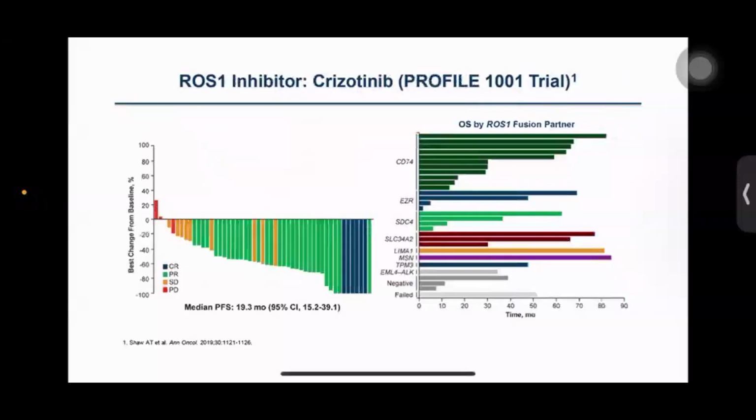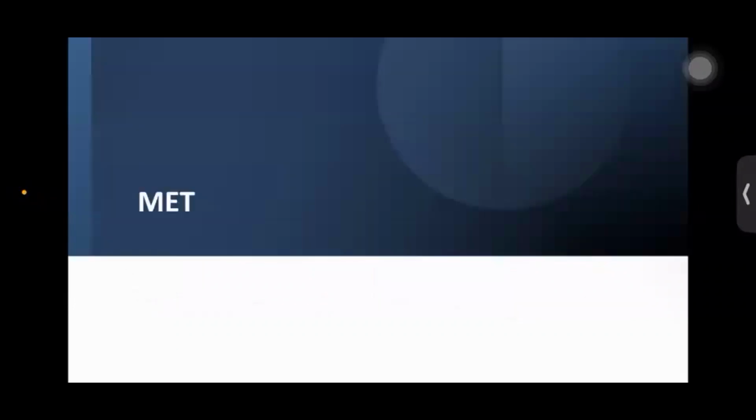which is not a common hazard ratio which we see in the metastatic setting. And the efficacy is also seen in patients who have a baseline brain metastasis. And these drugs have also been tried as ROS1 inhibitors because they also target ROS1. Crizotinib in the PROFILE trial has shown good response rates and a median progression-free survival of 19.3 months. So moving on to the next target, that is the MET.